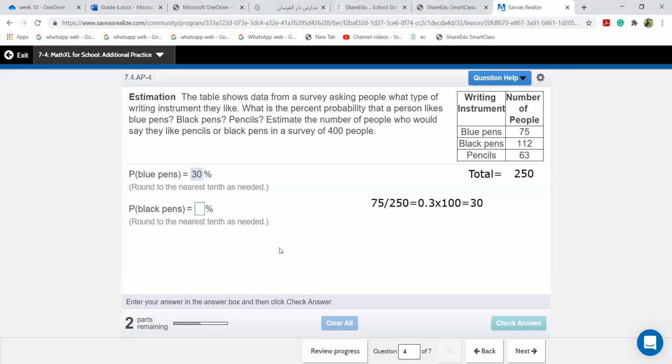Now black pen. If I ask black pen, it is 112 over 250. 112 divided by 250 is 0.48. They ask you what black pen. Black pen means 112 over 250.